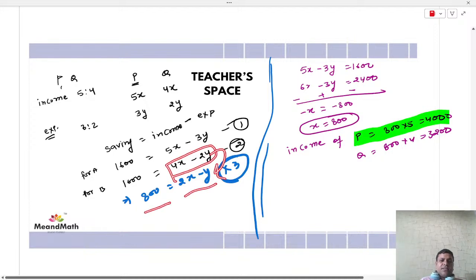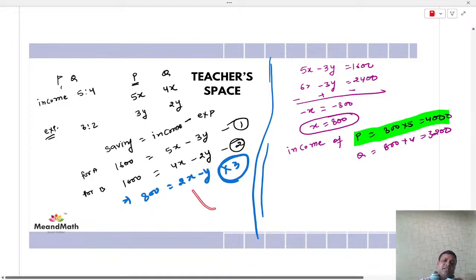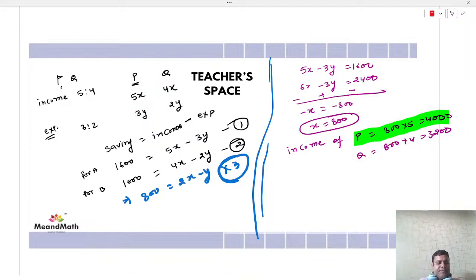Now there are two equations. We can use the elimination method, the cross multiplication method, or the substitution method. I used the elimination method here. For elimination, I multiplied with 3, so the equation is 6x minus 3y is equal to 2400, and equation 1 as it is. Subtract both, I get x is equal to 800. If x is equal to 800, the income of P is 4000, which we have to find. So the answer is 4000 here.